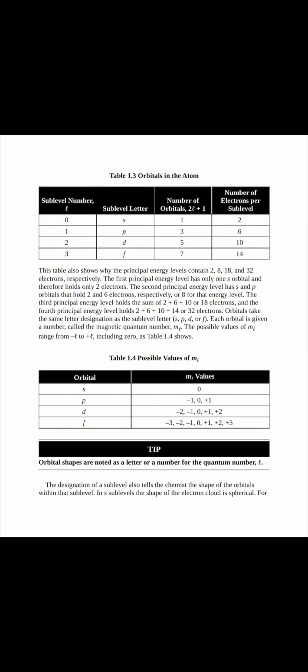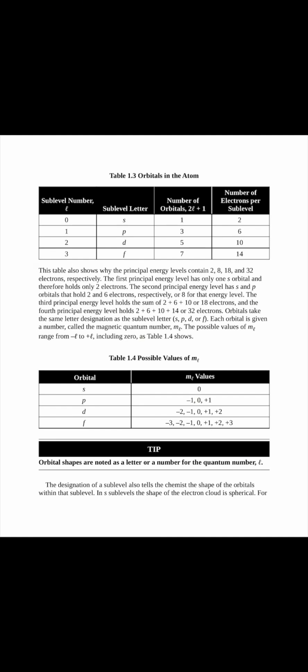Orbitals take the same letter designation as the sublevel letter, s, p, d, or f. Each orbital is given a number, called the magnetic quantum number, m sub L. The possible values of m sub L range from negative L to positive L, including 0, as Table 1.4 shows. Table 1.4, Possible values of m sub L.